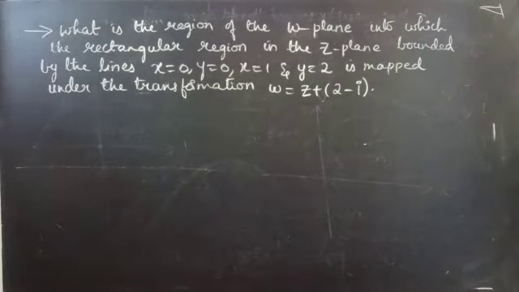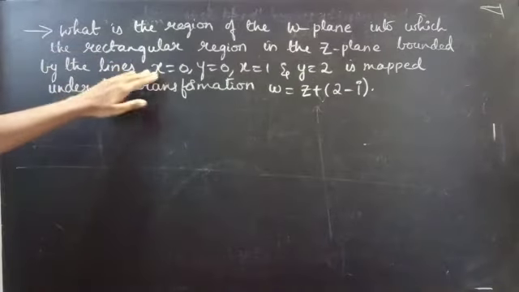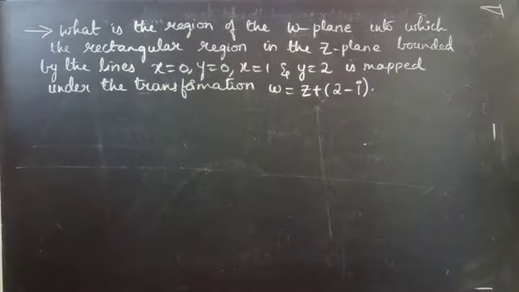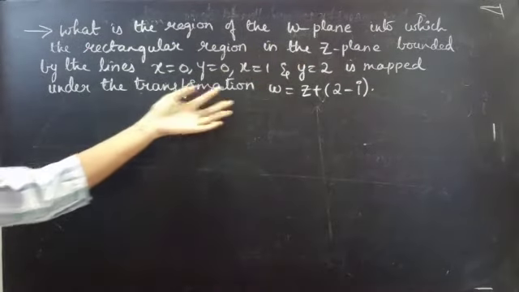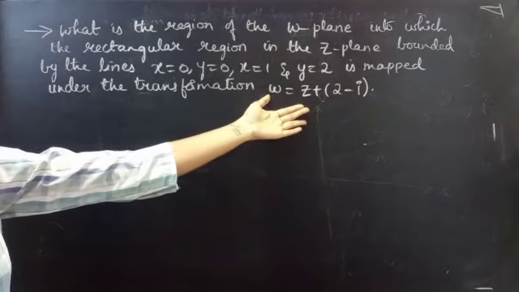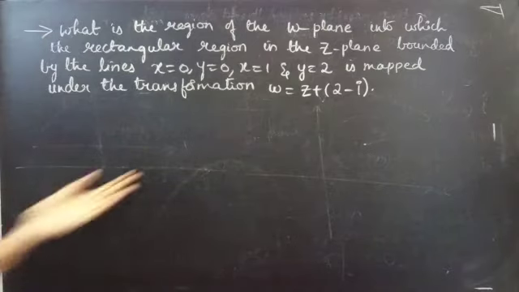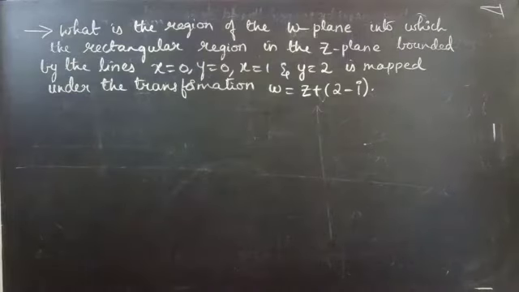Here we are given the rectangular region in the z plane, which is bounded by the lines x equals 0, y equals 0, x equals 1 and y equals 2. We have to find the region of the omega plane using the transformation omega equals z plus 2 minus i, which is formed by the boundary lines.